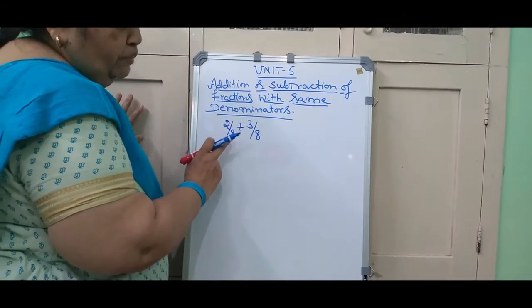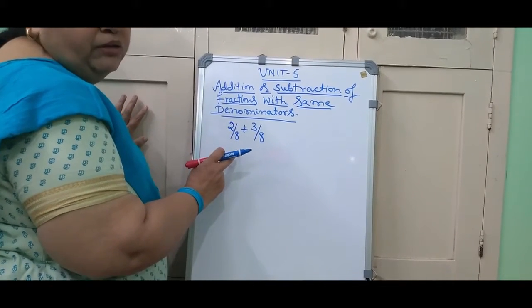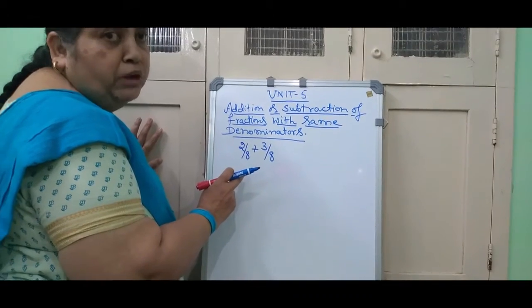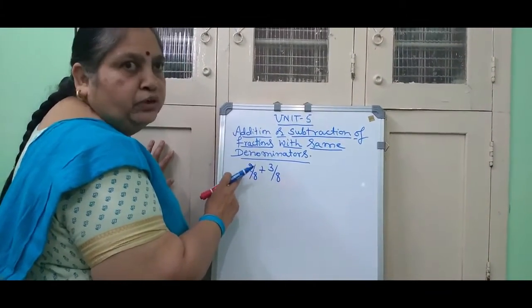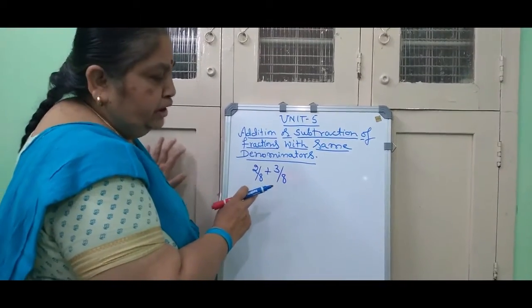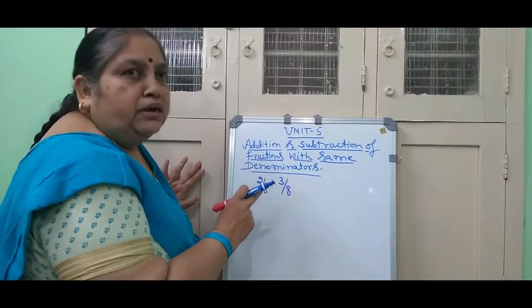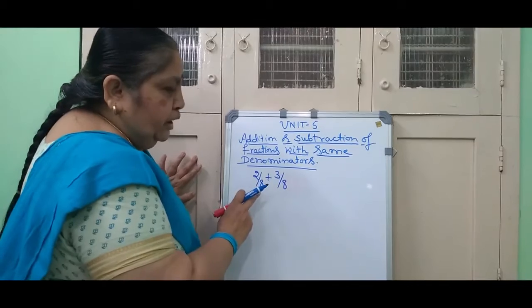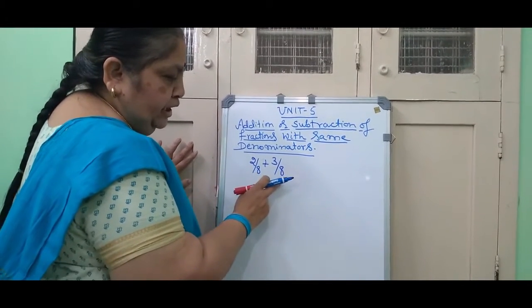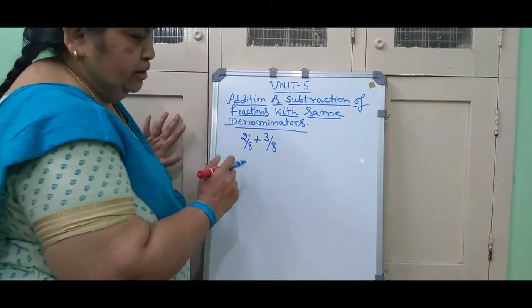First you compare the denominator of the fractions. See, by this time all of you know how to distinguish the numerator and the denominator. In the fraction 2 by 8, 2 is the numerator, 8 is the denominator. Again in the fraction 3 by 8, 3 is the numerator and 8 is the denominator. And when we compare the denominators here, the same number 8 is there.